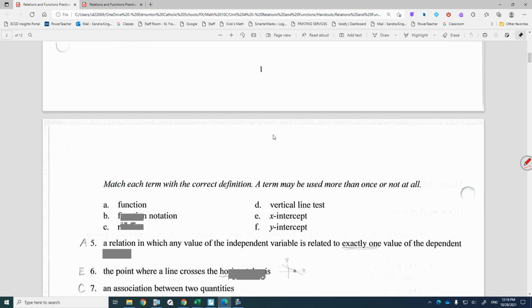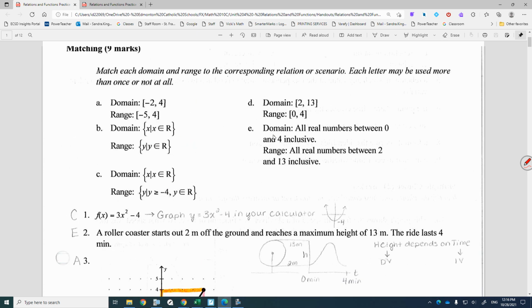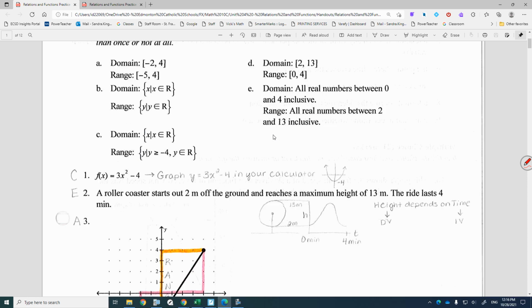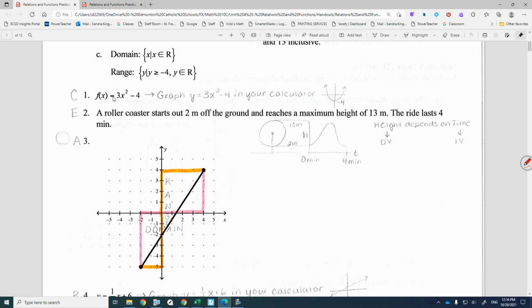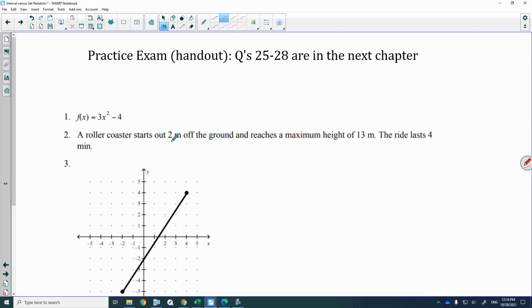Okay, I'm going to do a couple with you. What this first one is, it gives you different domains and ranges, and you're matching. So we're going to figure out the domain and range of this, 3x squared minus 4. So I want you to take your calculators out, and let's put this in your calculator. We're going to graph this, and then we'll figure out what the domain and range is.